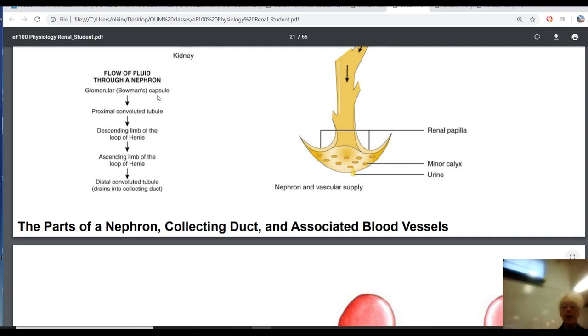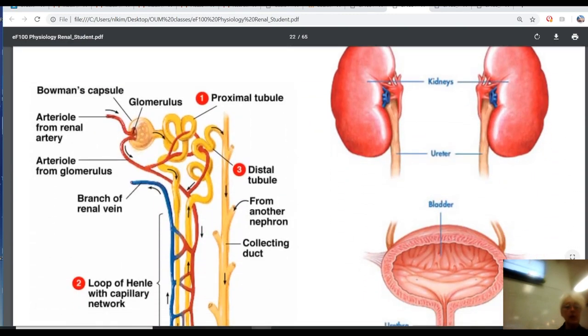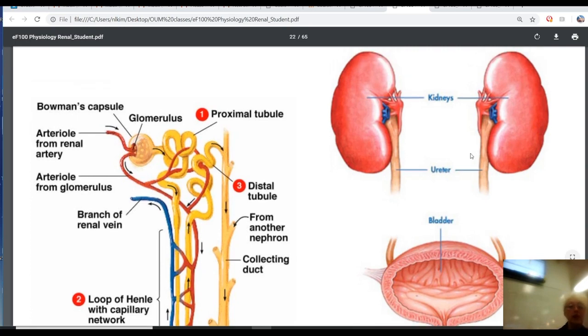And here's the papillary. These are the little holes where urine drains out. This is kind of the flow. So you've got your glomerulus, and it goes to Bowman's capsule, goes to the proximal convoluted tubule, to the descending loop of Henle, up the ascending loop of Henle, through the distal convoluted tubule, and to the collecting ducts.